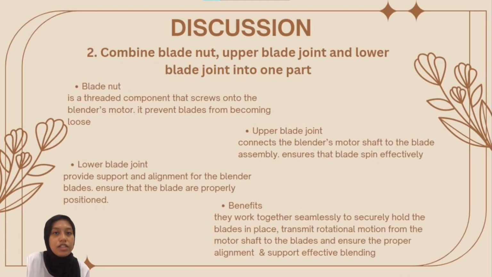Okay, the discussion for the second one is combining the blade nut, upper blade joint and lower blade joint into one part. As we all know, the blade nut is a threaded component that screws onto the blender's motor. It prevents blades from becoming loose. Meanwhile, the upper blade joint functions to connect the blender motor shaft to the blade assembly, and ensures that the blades spin effectively. And lastly, the lower blade joint is used to provide support and alignment for the blender blades. It ensures that the blades are properly positioned.